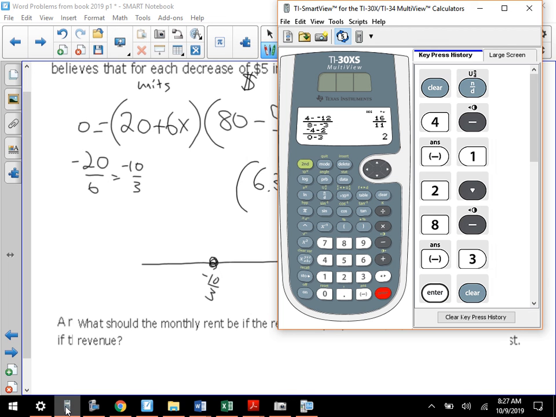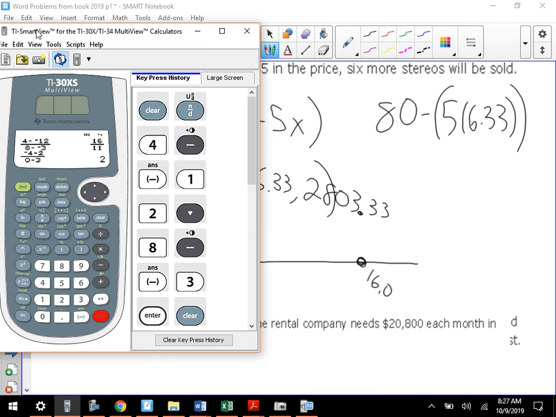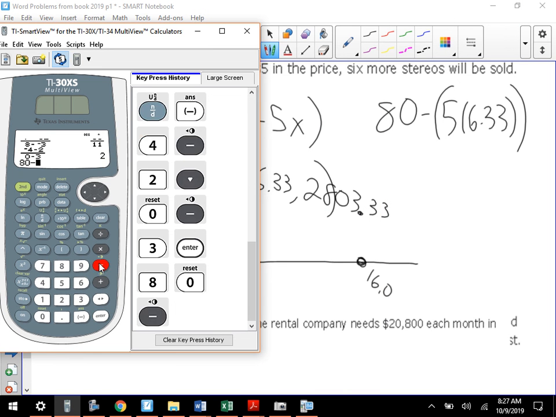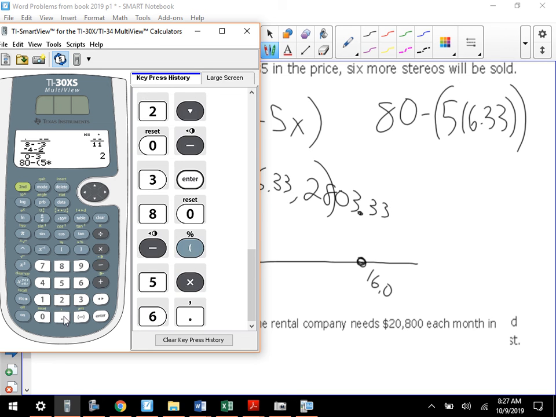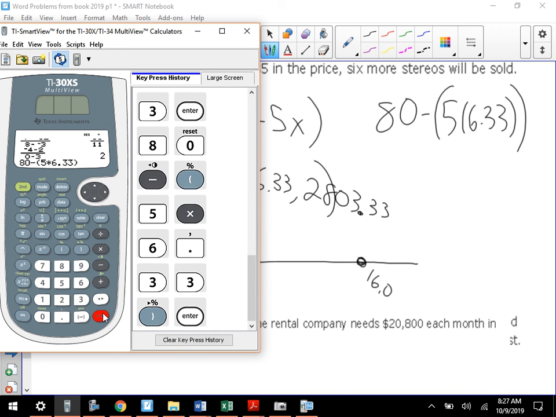So if I did that, 80 minus 5 times 6.33, I sold it for $48.35. So even though there's a weird decimal thrown in there, the selling price could still work out clean-ish. Okay? Just wanted to show you guys some of those weird ones, just in case.